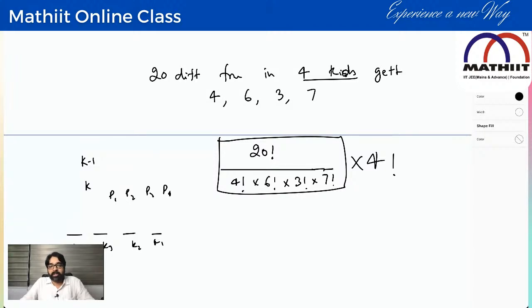Yes, now this point is clear. Whenever there are people to receive the group, whenever distribution is taking place, the group arrangement also you have to do.